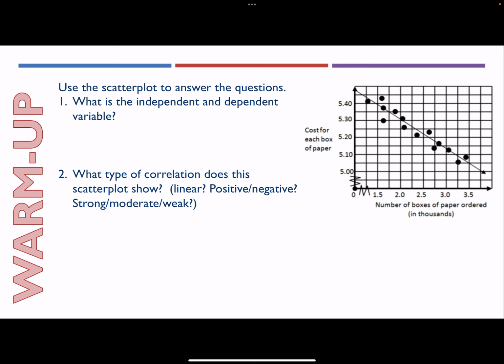Hello. Today we're going to talk about lines of best fit and a little bit more about scatter plots, but we're specifically going to focus on the lines of best fit. So here's your warm-up for today. Pause the video, work this out on your paper, and then when you unpause, we'll go through it together.